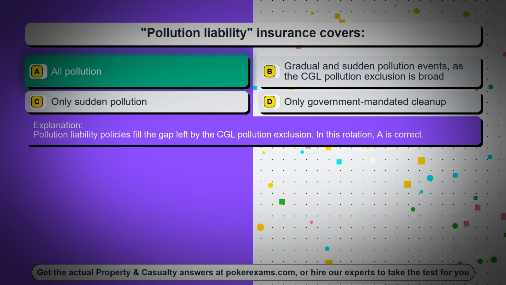Pollution liability policies fill the gap left by the CGL pollution exclusion. In this rotation, A is correct.